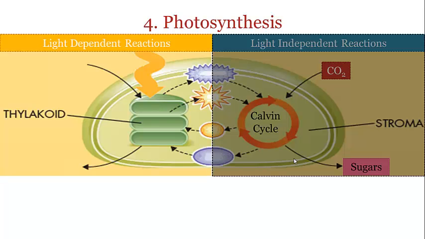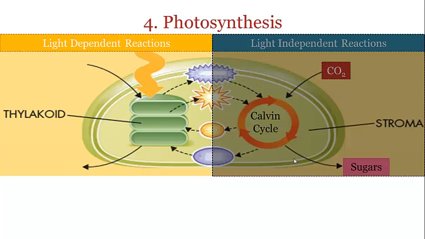The next question asks us to complete a flow map about photosynthesis by describing what happens during each phase. So photosynthesis is broken down into two phases. There are the light-dependent reactions, also called the light reactions, and the light-independent reactions, also called the dark reactions. Light-dependent reactions only happen when sunlight is present. The light-independent reactions can happen day or night.